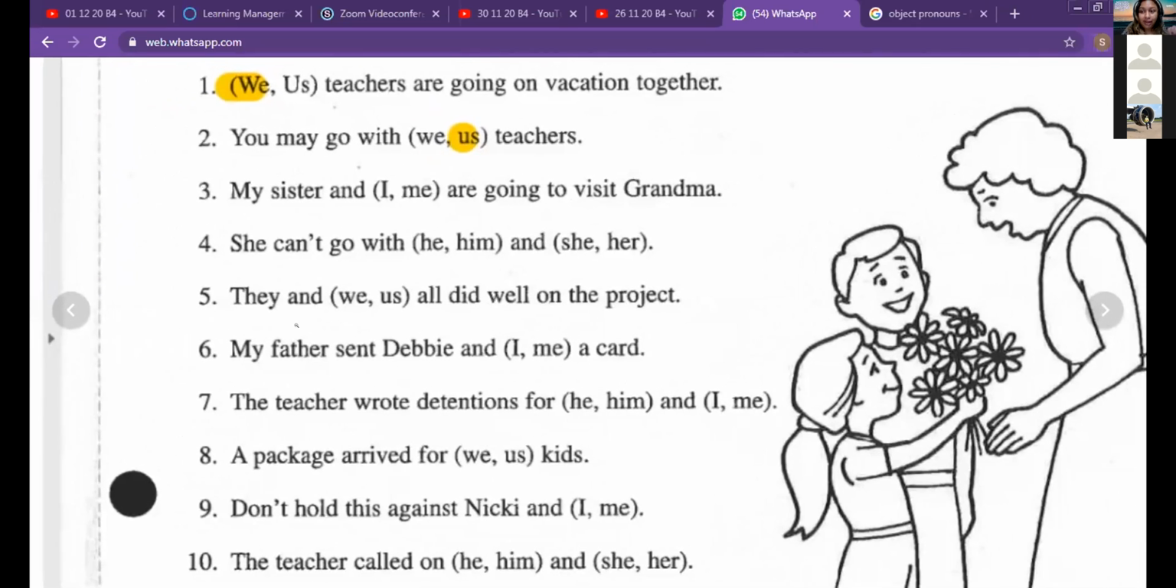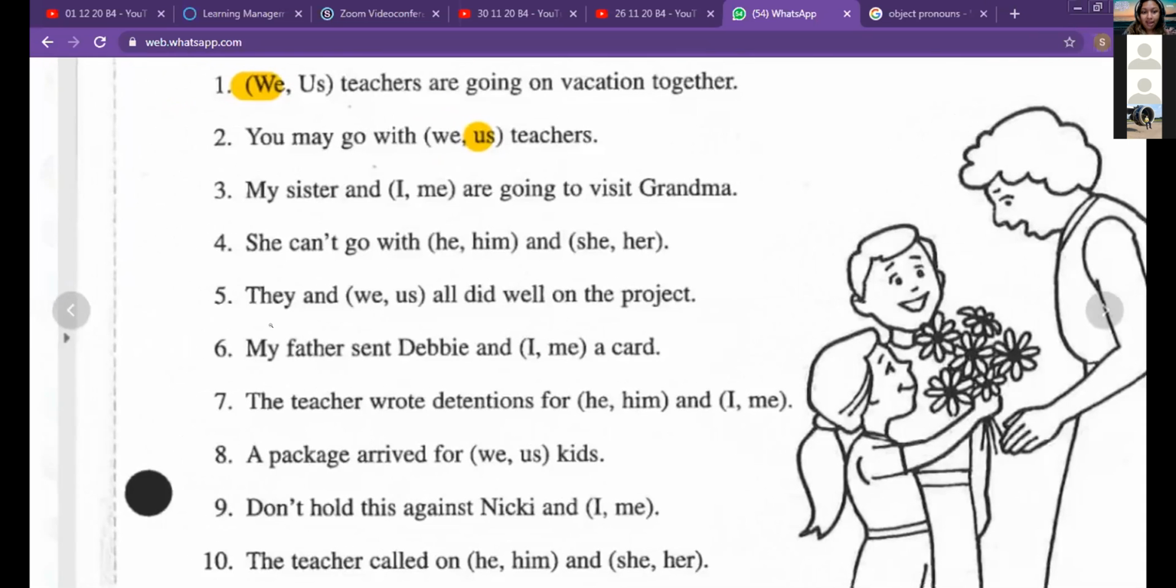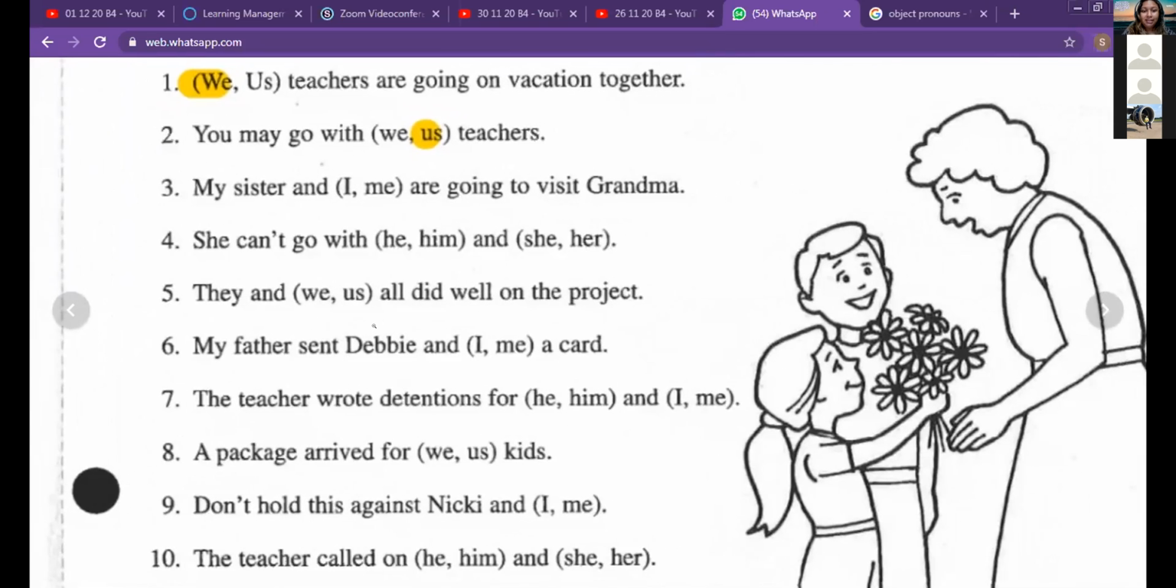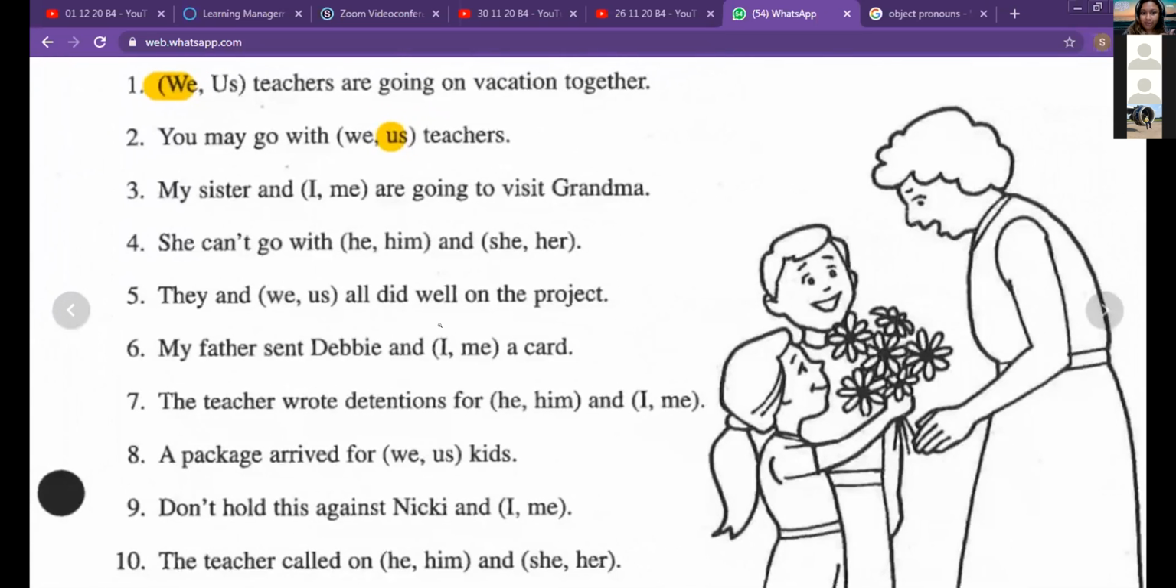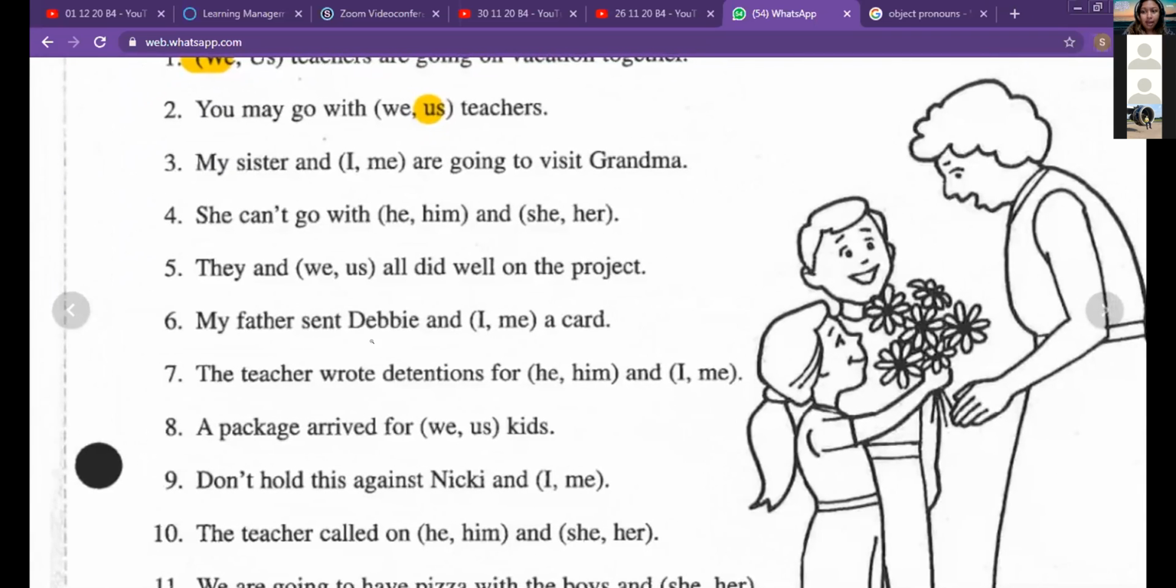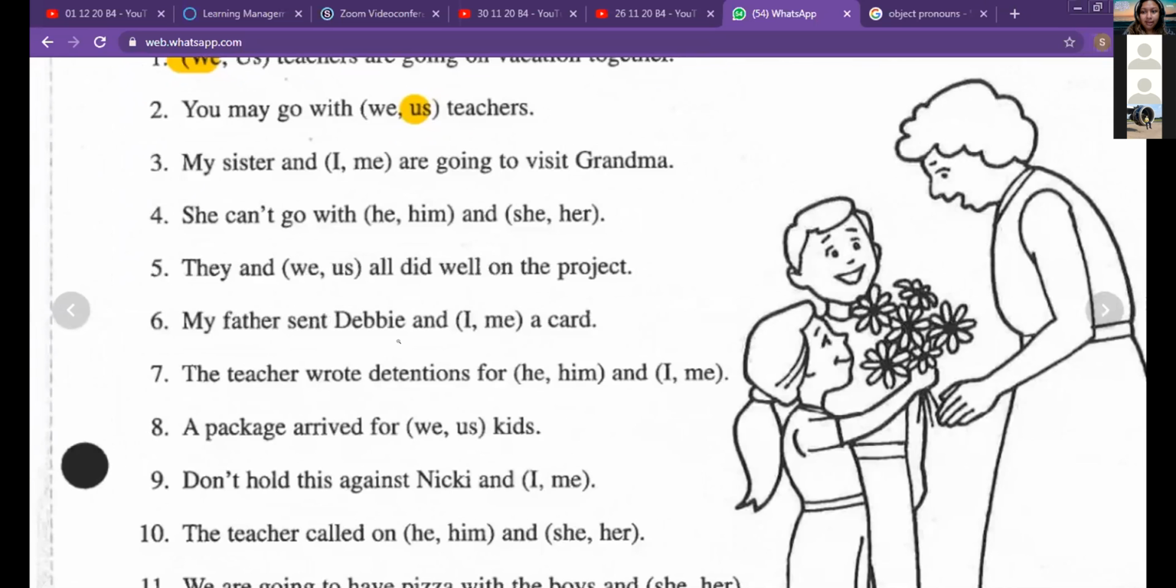Now, number 5. We're identifying people, so we say they and we. They and we all did well. Number 6. My father sent Debbie who? Debbie and me a card.